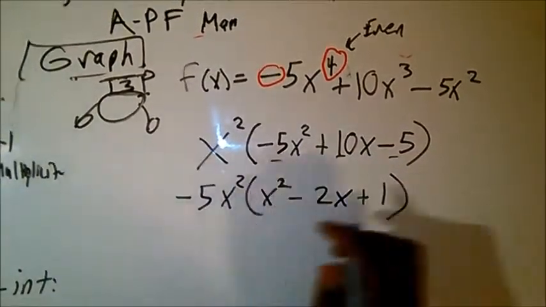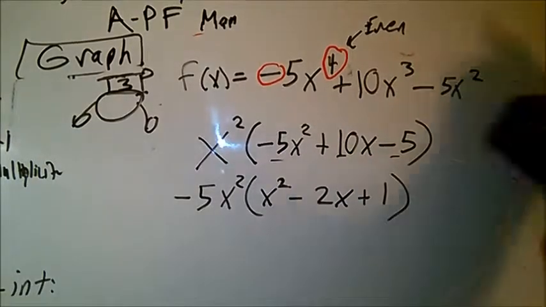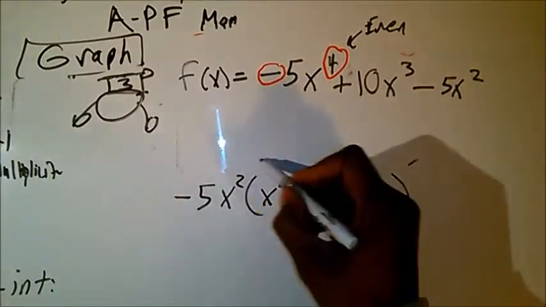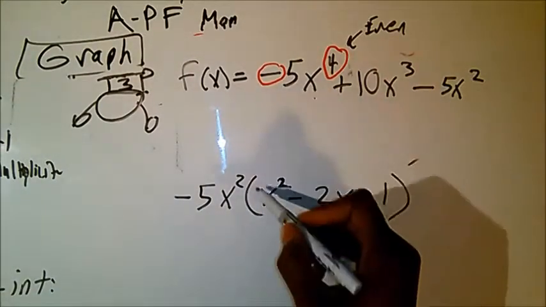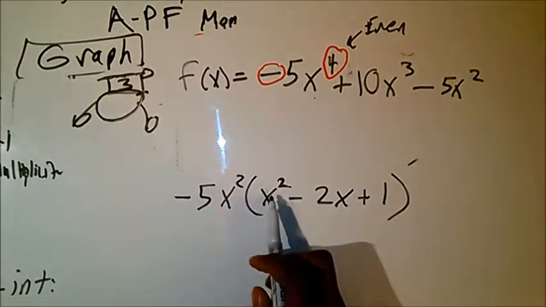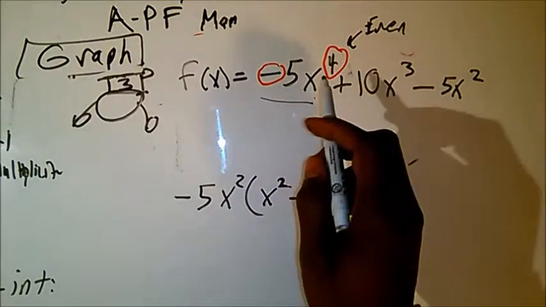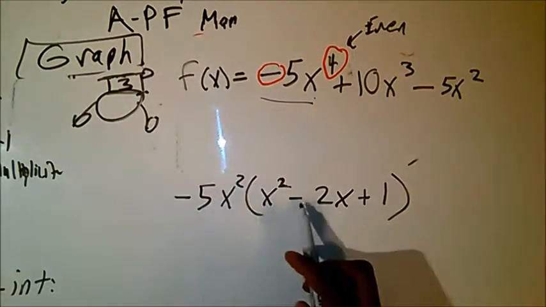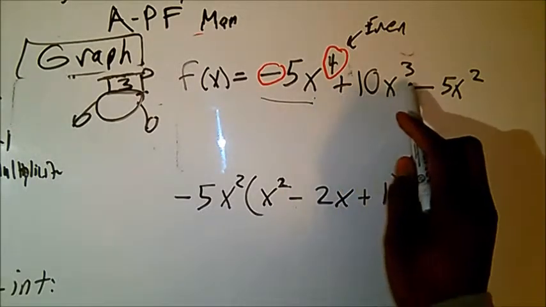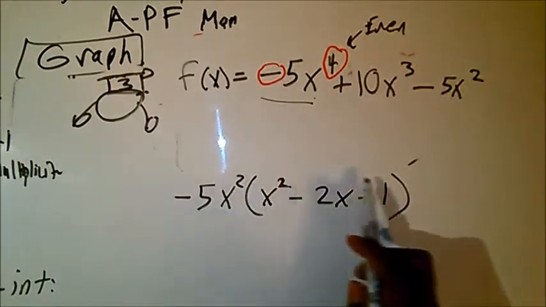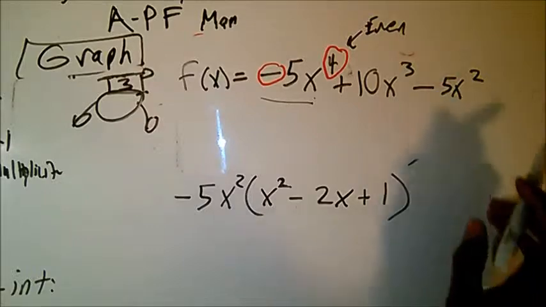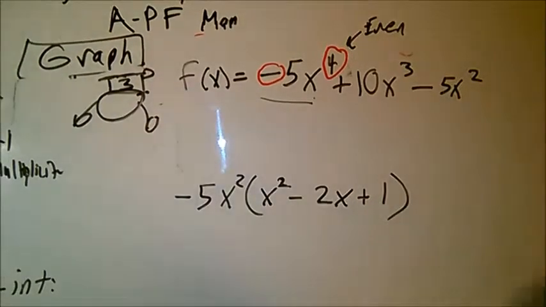And you can check this by asking yourself the question: negative 5x squared times what equals negative 5x to the fourth power? x squared indeed. Negative 5x squared times x squared does equal negative 5x fourth. Yep. Negative 5x squared times negative 2x equals positive 10x cubed. Yes. Negative 5x squared times 1 equals negative 5x squared. Yes. It's good to do that because sometimes you make mistakes.